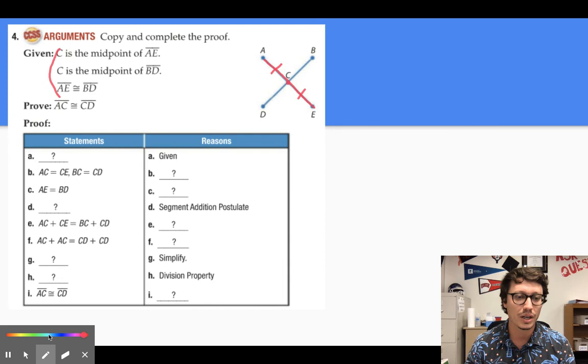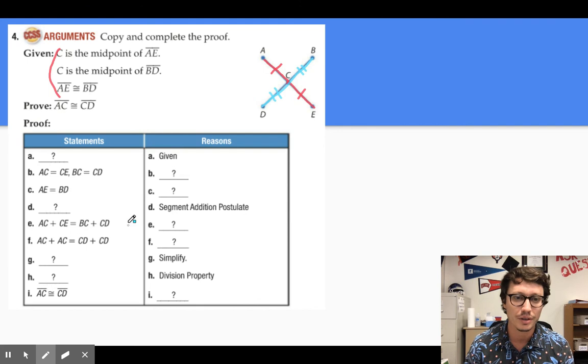Then what else does it say is given to us? C is also the midpoint of BD, right? So C is the midpoint of this line, which means that these are also congruent to each other. Since the information given to us was that C is the midpoint, we know that the reason these are equal to each other is by the definition of midpoint. And again, I'm not going to write the whole thing. Definition of midpoint.